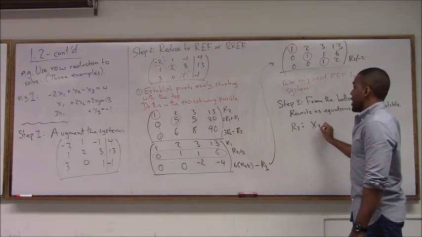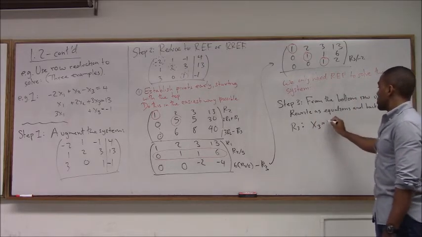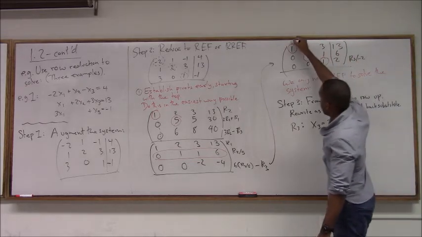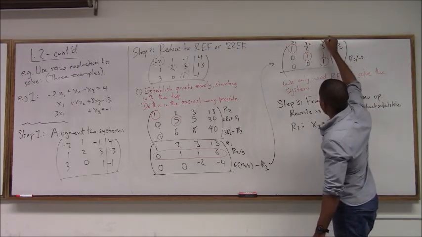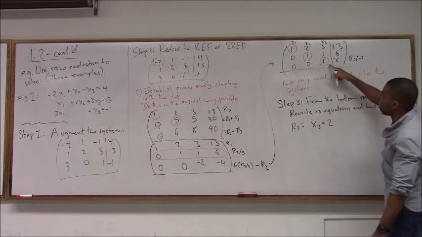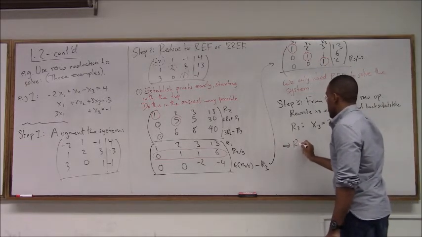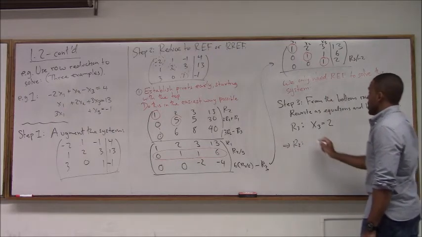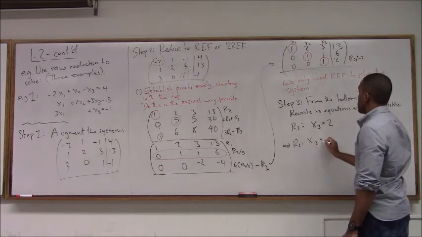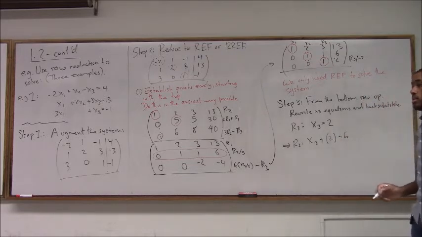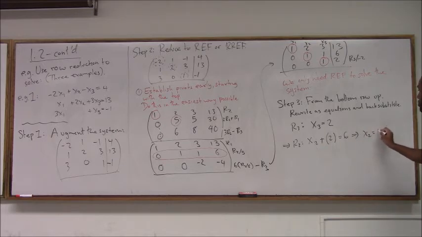That's going to tell me that my x3 is actually 2, right? So this is my x1 column, my x2 column, my x3 column. The last row tells me x3 is equal to 2. So this would mean that if I plug that into row 2, I'm going to have x2 plus 2 equals 6, right? So that's going to immediately give me that x2 is equal to 4.